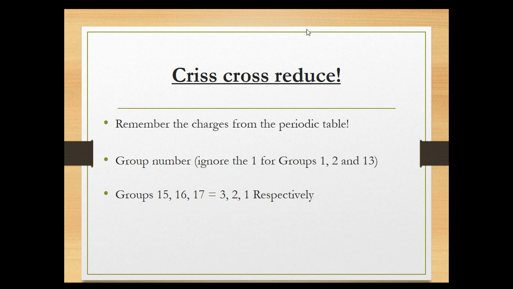The other thing you have to remember is the crisscross and reduce method. The charges are off the periodic table, and if you don't remember, it's the group number, and if it's a teen, you ignore the 1. So for groups 1, 2, and 13, the charges are 1, 2, and 3. For groups 15, 16, and 17, it's 3, 2, and 1. Don't try to put the valence electrons. I know you guys are going to say, oh, well, it's 5 and 6 and 7. That's valence electrons. I'm talking about the charges. So these would be -3, -2, -1, but positives and negatives aren't important for this.